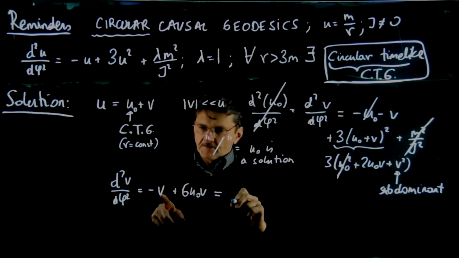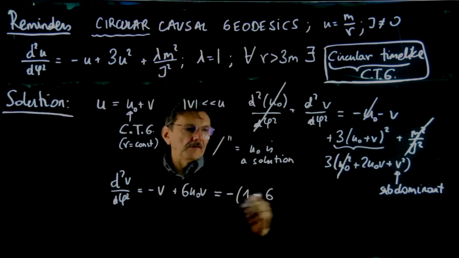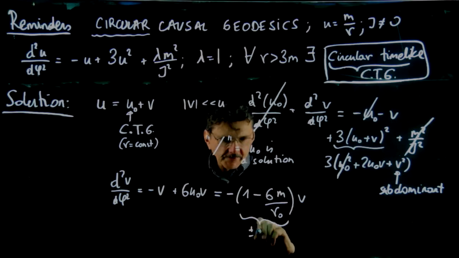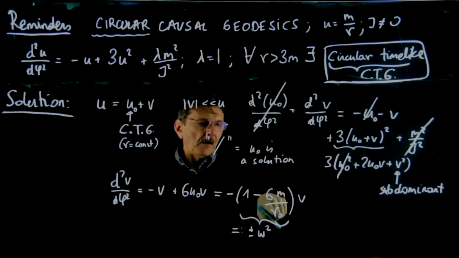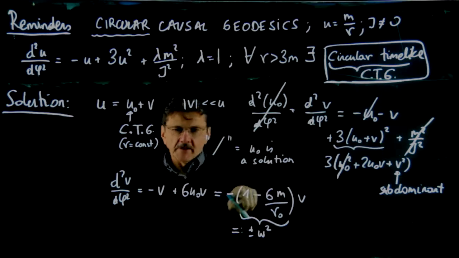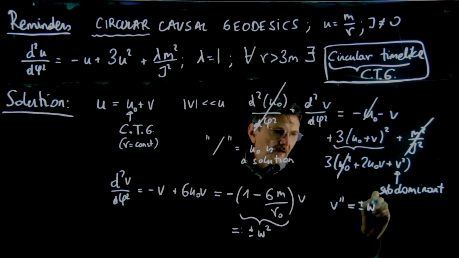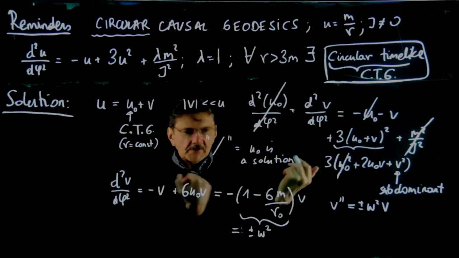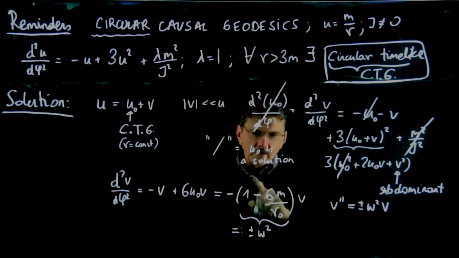So in other words, we have this equation. So V factors out. So minus 1, minus is a plus, 6 U naught is M over R naught times V. So we say that this is plus minus omega square. This is a constant because we're looking at circular geodesics, so R0 is constant. So we have an equation which says that the second derivative of V is equal to plus minus omega square times V, and plus minus, because this coefficient here is either positive or negative. Right? So omega would be the absolute value of this coefficient.